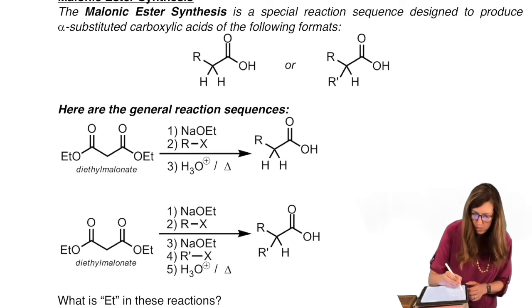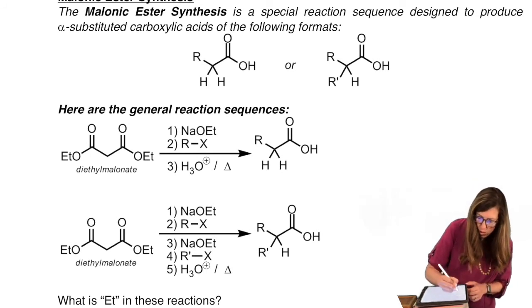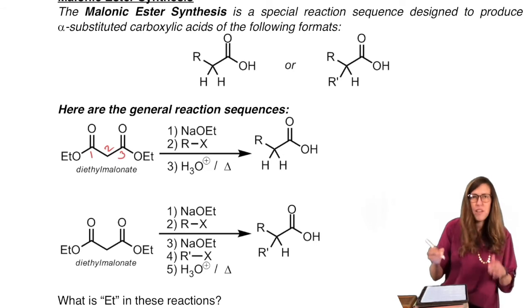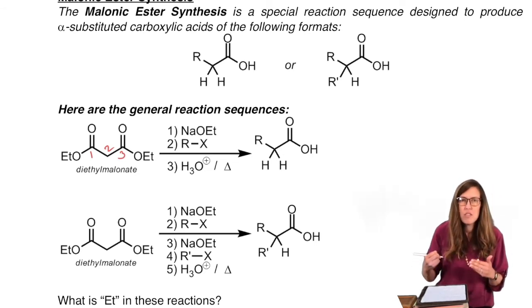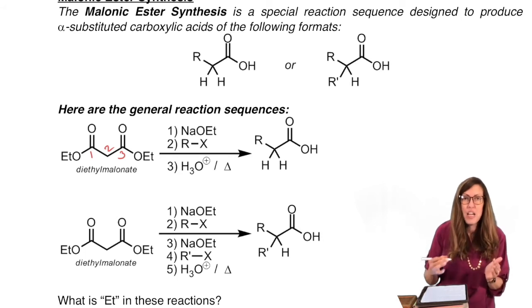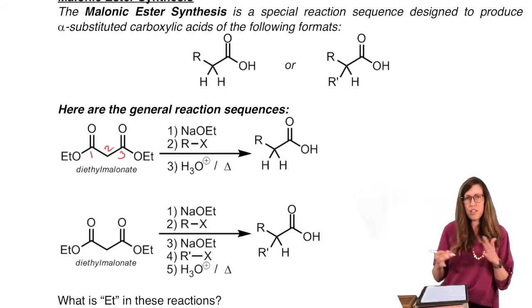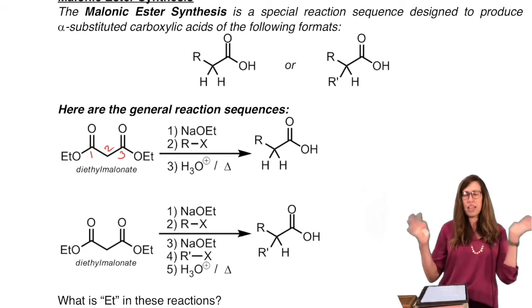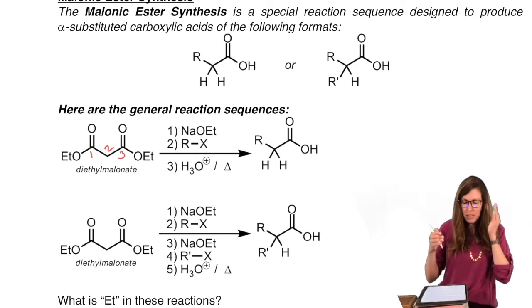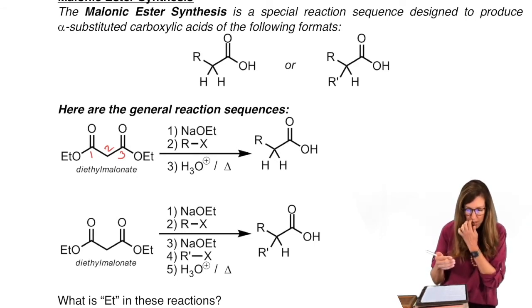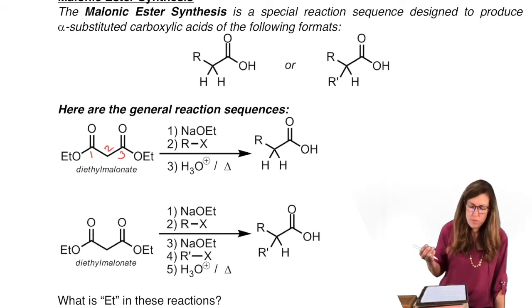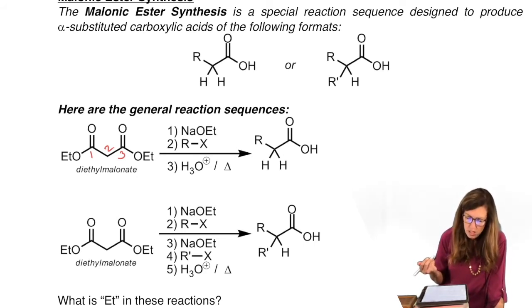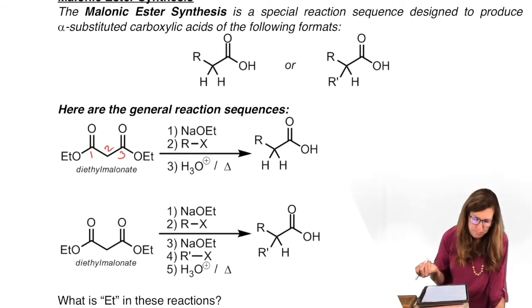I'm going to count my carbons. 1, 2, 3. Because you're going to have to recognize this and be able to draw it, predict it, and it's highly specific, unlike most of the other reactions. When we do other enolate alkylations, you want to be able to do it with anything, but the malonic ester synthesis is specifically starting with diethyl malonate, which is a natural product that derives from malonic acid, which I believe comes from apples.